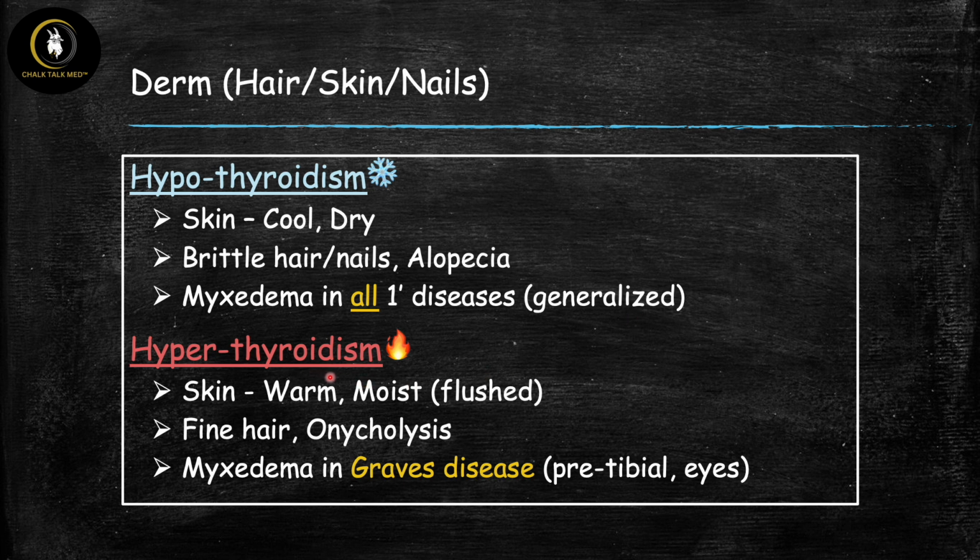In hyperthyroidism, the skin is flushed, so it's going to be warm and moist. The hair is fine rather than brittle, and there's a classic nail finding associated, which is onycholysis, which is when the nail actually separates from the underlying nail bed.